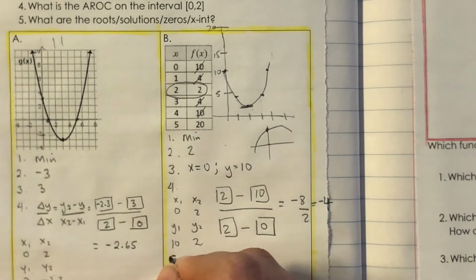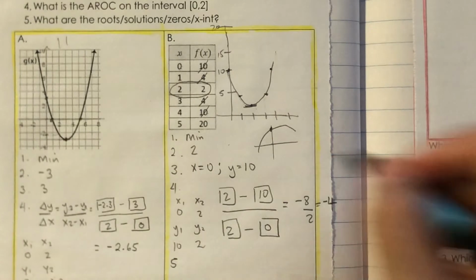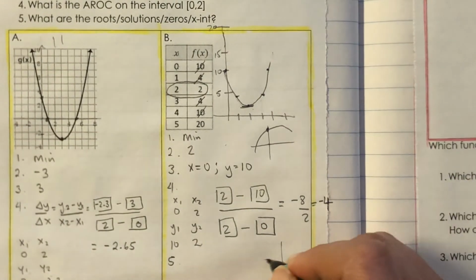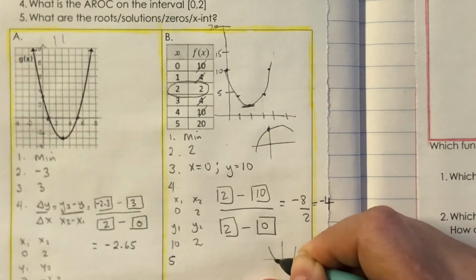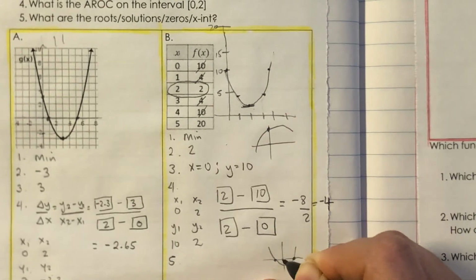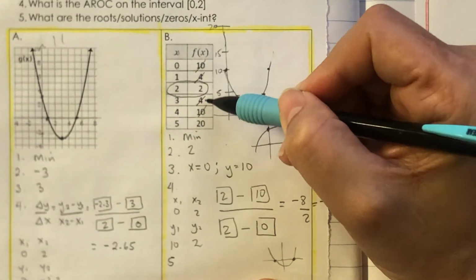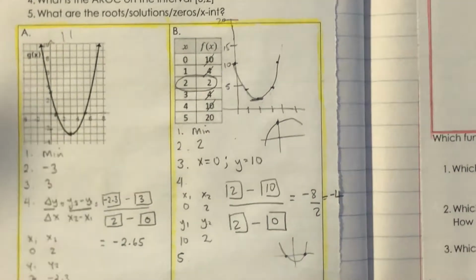All right, final question, number 5. What are the roots, the solutions, where it crosses the x-axis? If I have any kind of quadratic, wherever it crosses the x-axis, that y value has to be 0. So I look here for y to be 0. I don't see it. Because I don't see it, I do have to use a calculator.